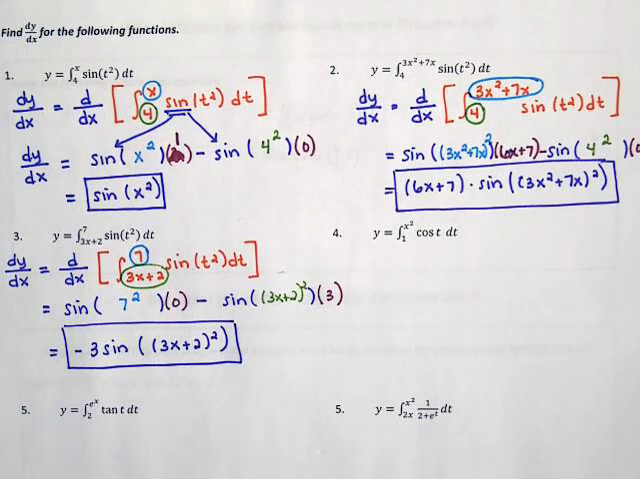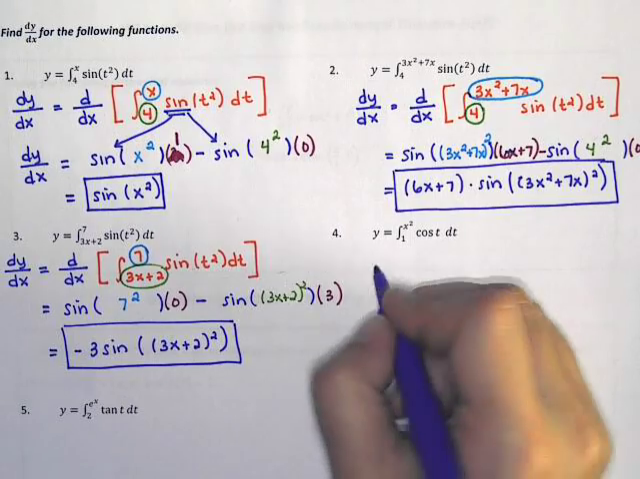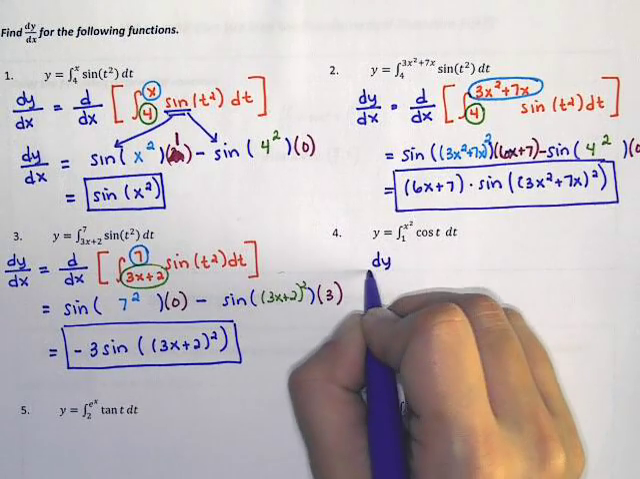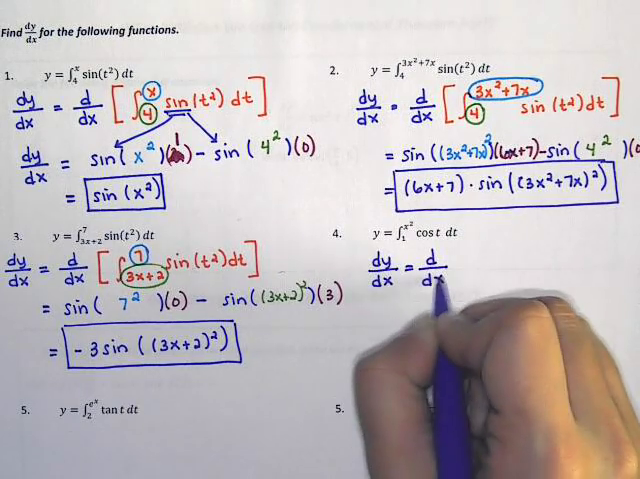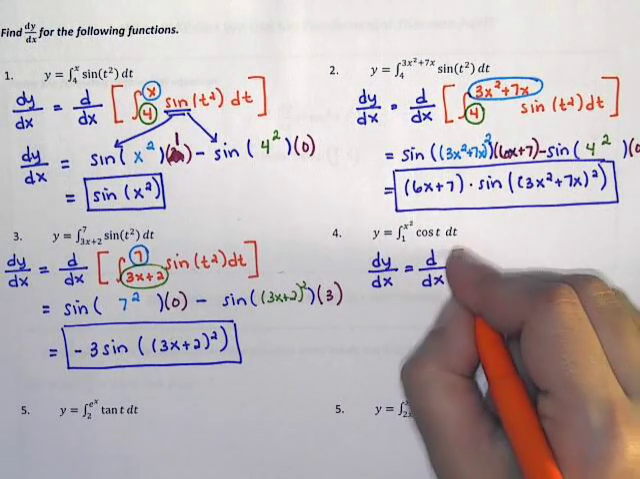Let's take a look at number 4. So for number 4, I'm going to have dy over dx is going to be the derivative of this integral.